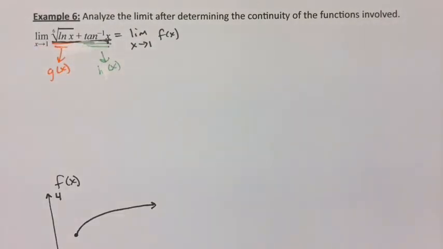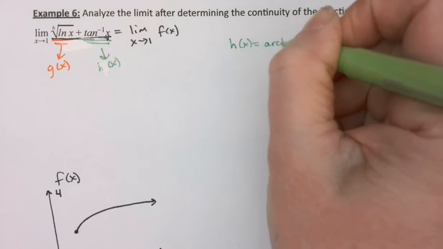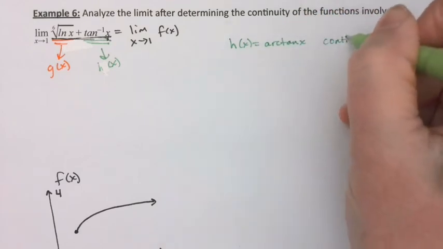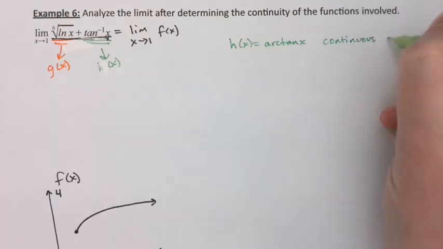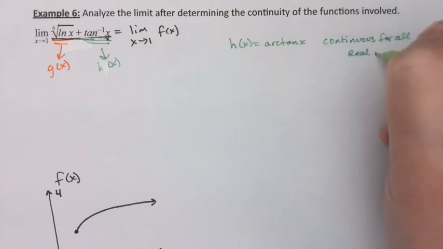Okay, so we want to consider each one of these graphs and each one of these functions. So let's start with the easy one, h of x. So h of x, which is equal to the arctangent of x, is actually continuous for all real numbers.